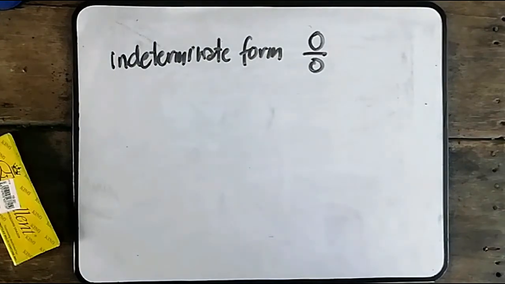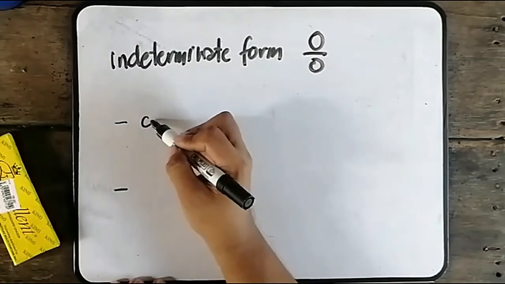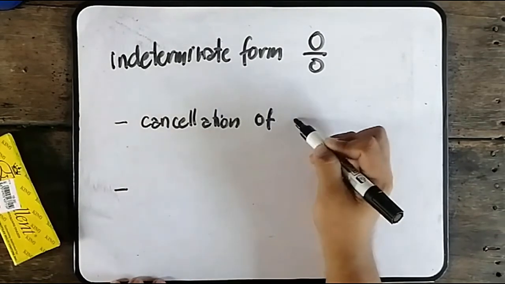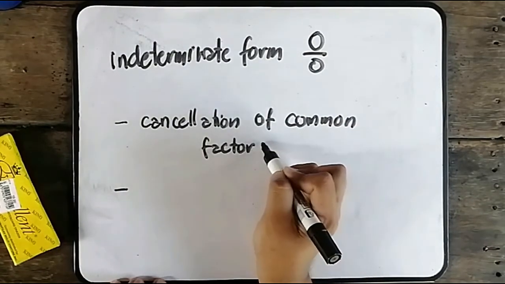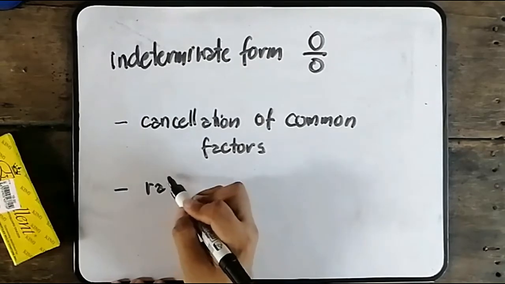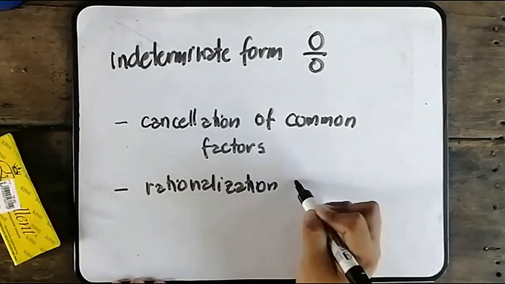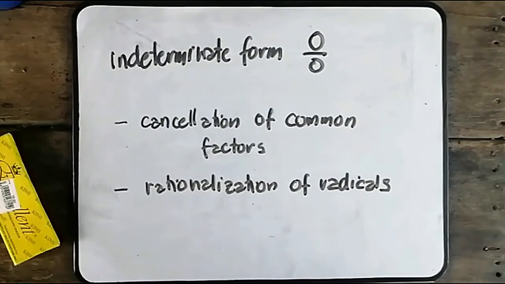So if we are looking for the limit of the indeterminate form 0 over 0, we can actually use some techniques, that is cancellation of common factors. So in this case, you have to factor out your polynomials, and then we can also use rationalization of radicals. So these two can help us in determining or evaluating the limit of indeterminate form 0 over 0.